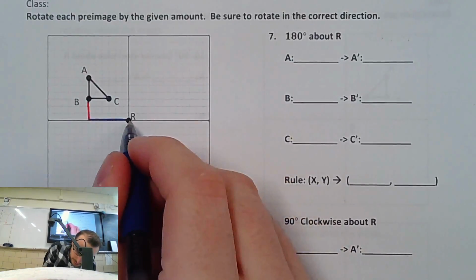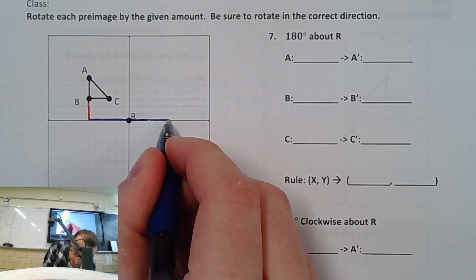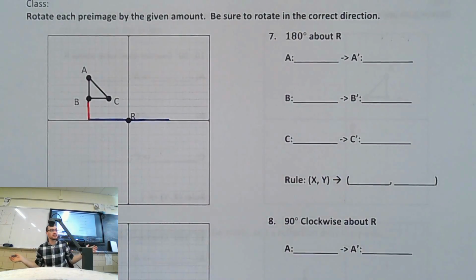And instead of going to the left, I'm going to go to the right 6, the same amount. The length does not change. Now I focus on just the red part. Look at just the red part. Is the red part pointing up or down?